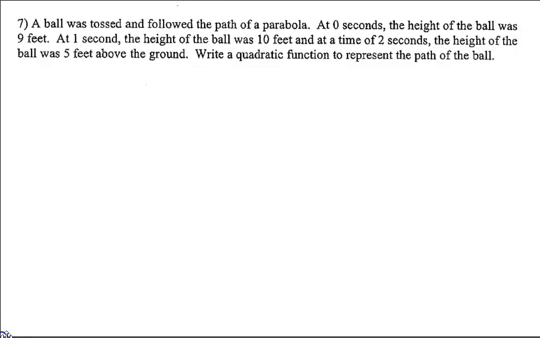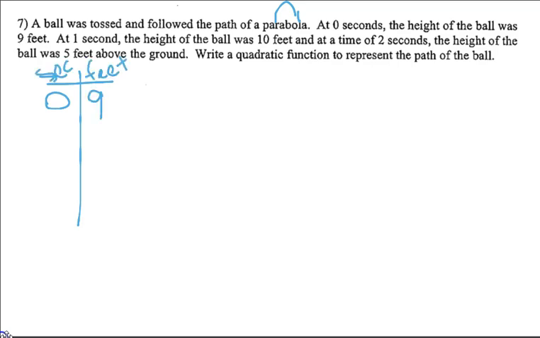This problem seems to be giving students trouble, so I wanted to talk about this one here. A ball was tossed and followed the path of a parabola. So we know it's going to have that U-shaped path. At 0 seconds, the height of the ball was 9 feet. Since this has a lot of information, I'm going to go ahead and record the data as we go. At 0 seconds, it was at 9 feet.